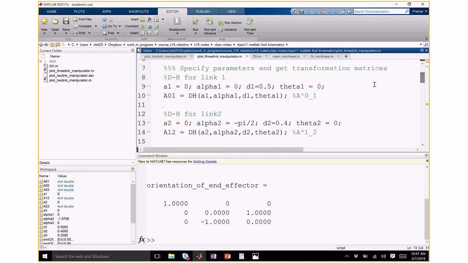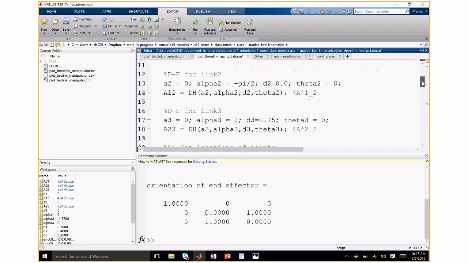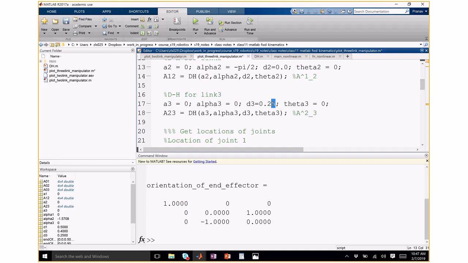Okay, it looks good. So theta 1 I can change because that's the degree of freedom. Let me make it pi by 2. I could change D2, I'd put 0.4. You could, if you want, put 0. And then D3 is the other parameter. I put 0.5, let me put 0.2, and run this again.